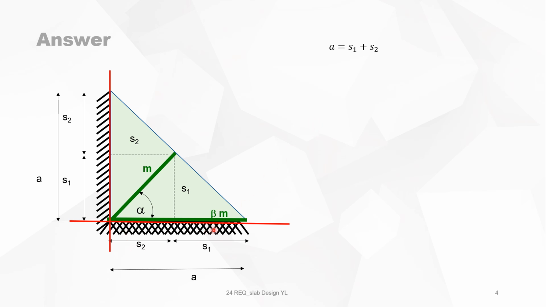So first we must say that A is S1 plus S2, of course, and the parameter that we will use to optimize the yield line is of course alpha. But alpha itself is difficult in the equation, so we'll take the tangent of alpha and call it x. The tangent of alpha is S1 over S2, and is x. So we'll try to express everything in function of x and then optimize for x.